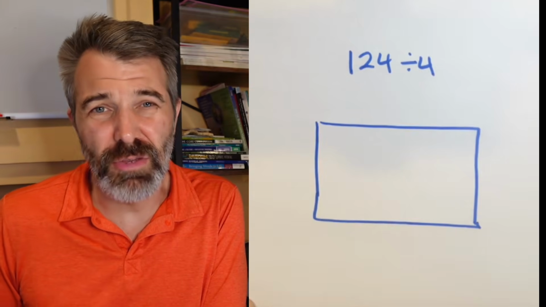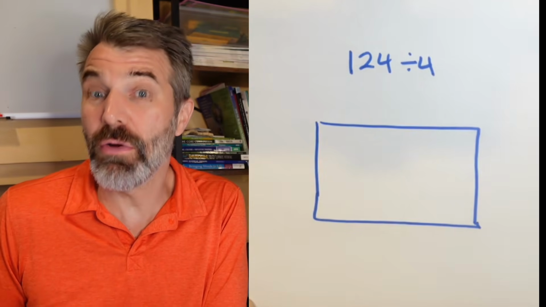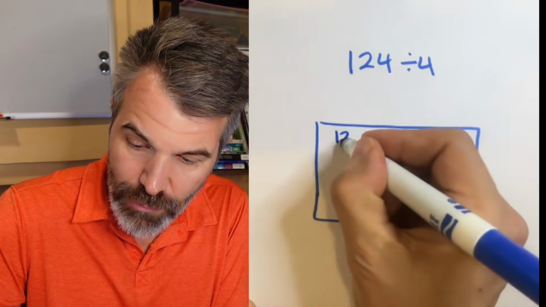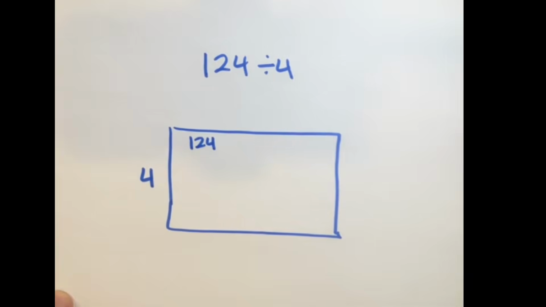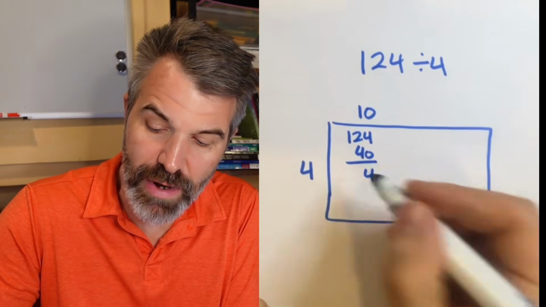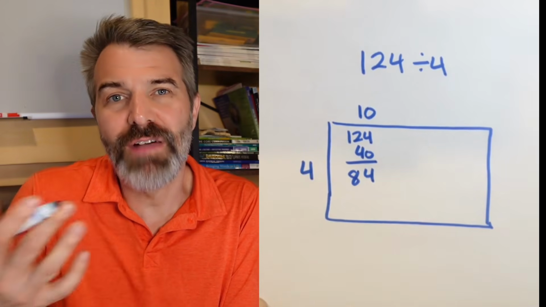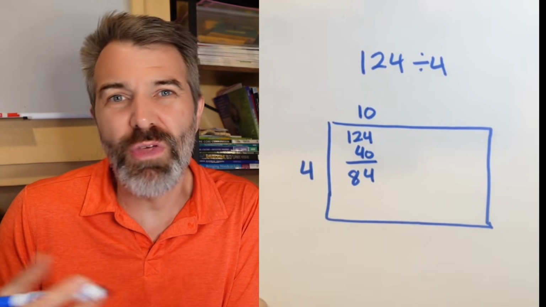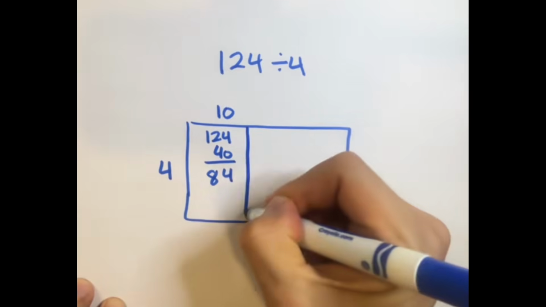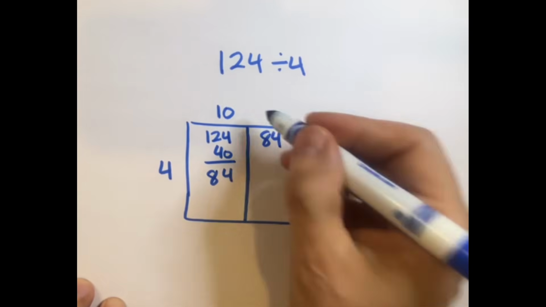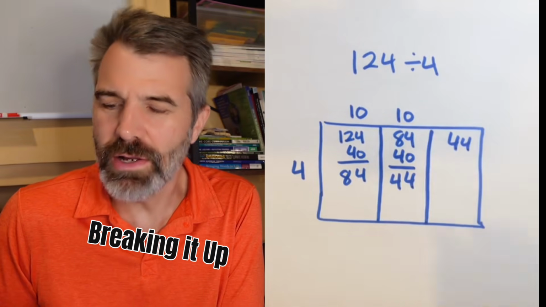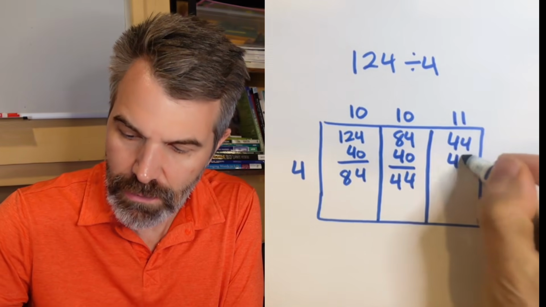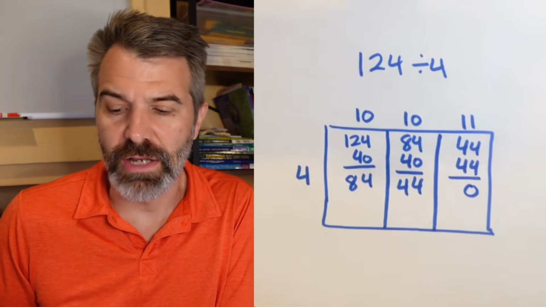One way to do this is to make a rectangle and use what's called the area model. I can say 124, and I could put out here a 4, and I could think, okay. And I know that 4 times 10 is 40. 12 minus 4 is 8, so I've found part of it. So I know that I have 84 left. And again, I know that 10 times 4, I'm just thinking about things I know already. So I have 44 left. And I'm thinking, wait, I know that 4 times 11 is 44, and I have none left.